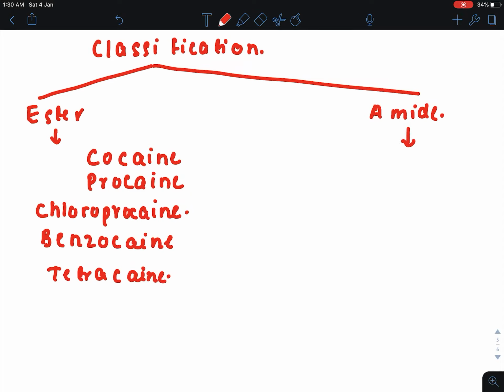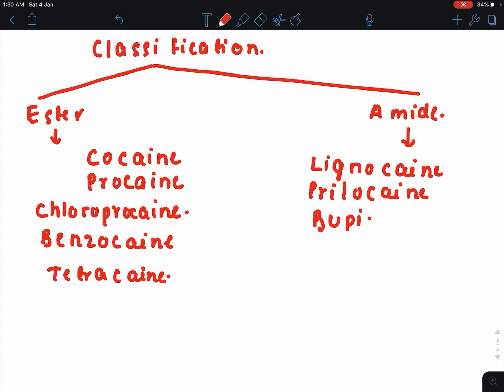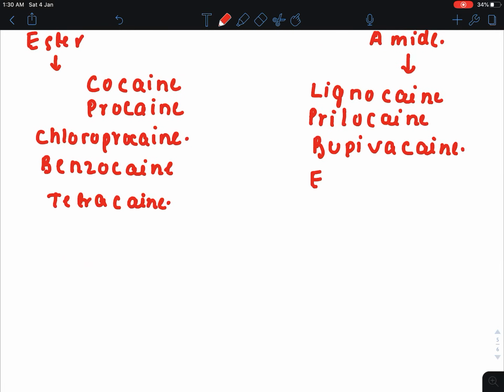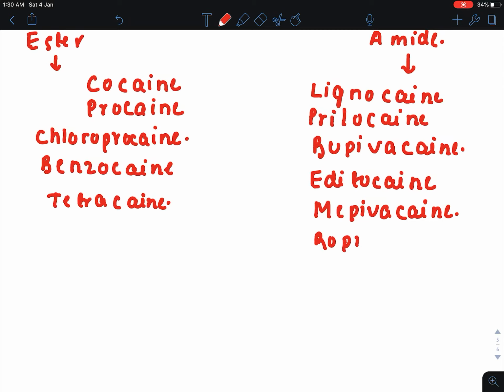And the amide group of drugs are lignocaine, prilocaine, bupivacaine, etidocaine, mepivacaine, ropivacaine.